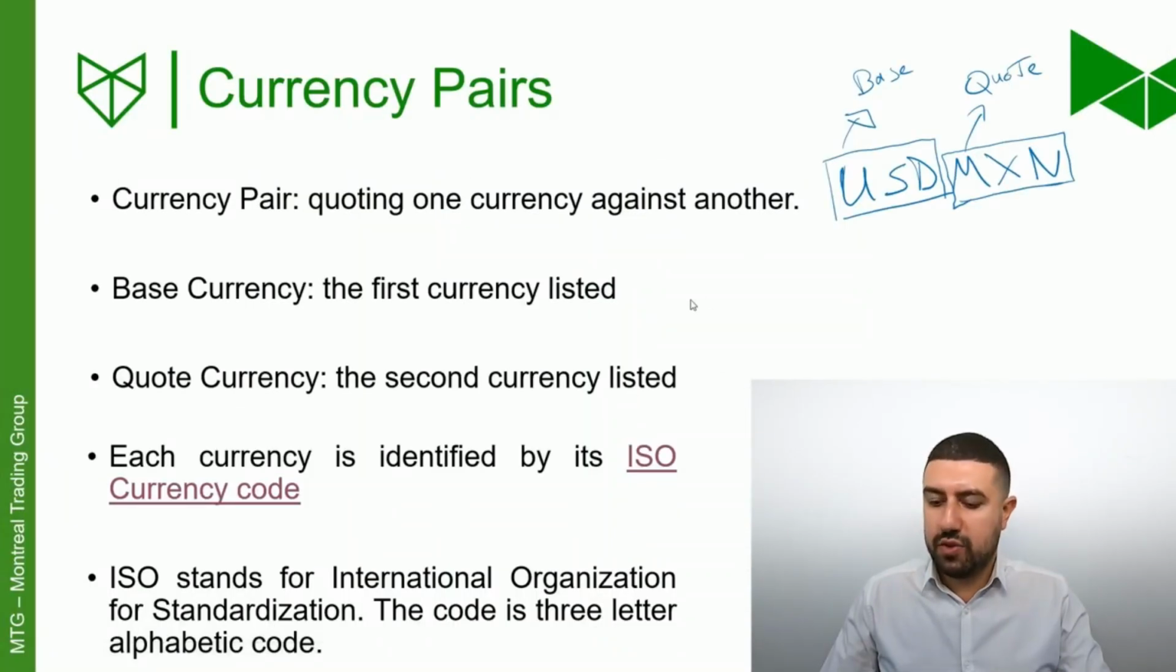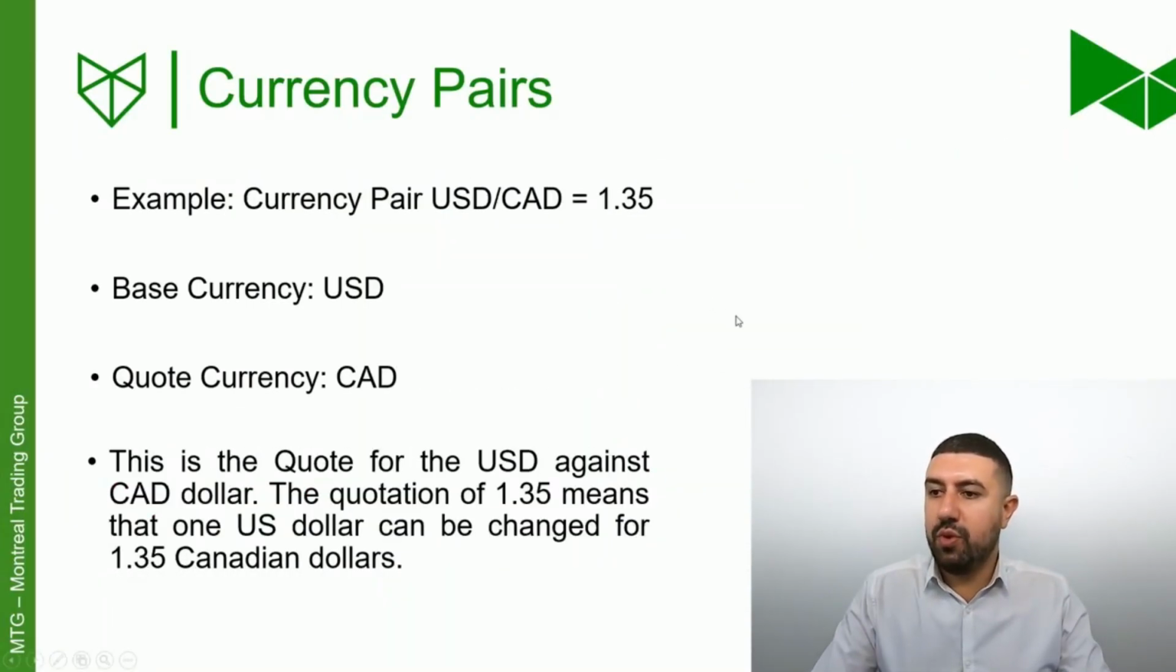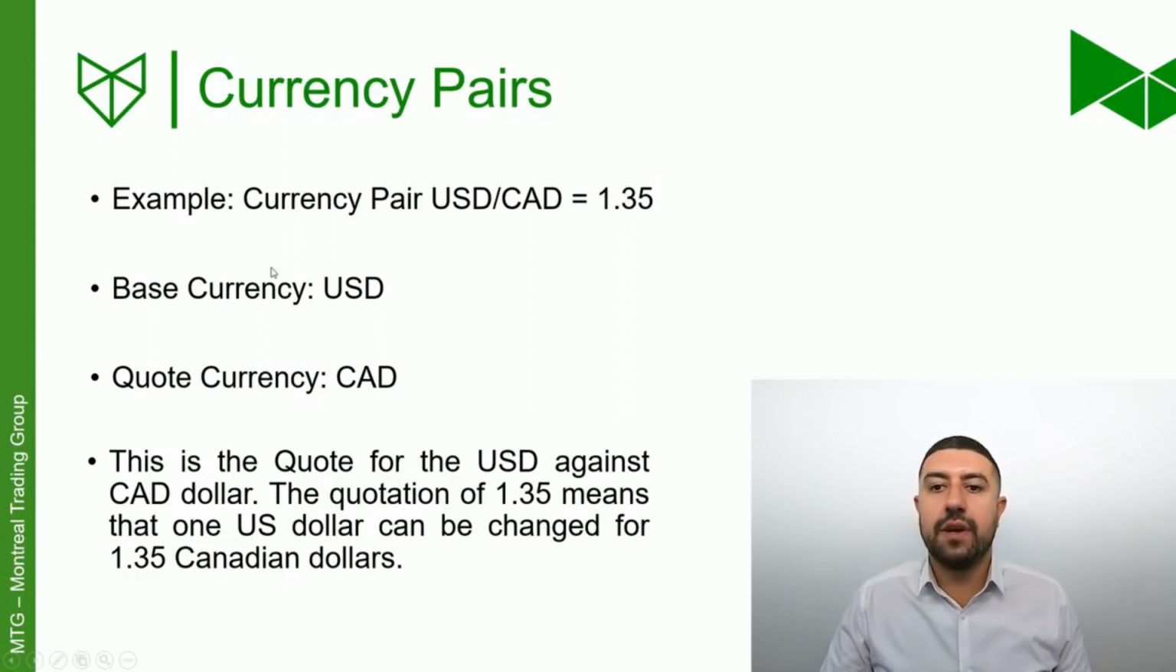Now, let's just go back to pound it in just a bit more. If you have a currency pair of, let's say, USD CAD, and the price is 1.35, you would say the base currency is USD, the quote currency is Canadian, and this is the quote for the USD against the Canadian dollar. The quotation of 1.35 means that $1 can be exchanged for 1.35 Canadian dollars. So keep this handy if you always get confused. But by the end of this course, this is going to be something very simple for you.